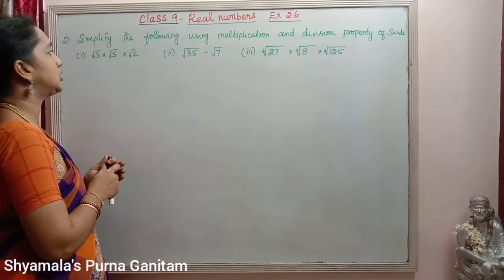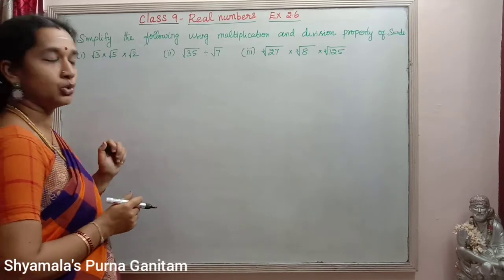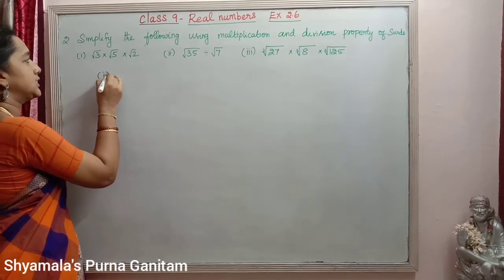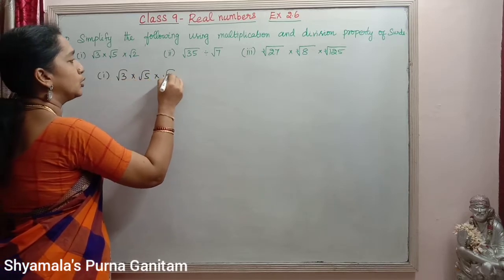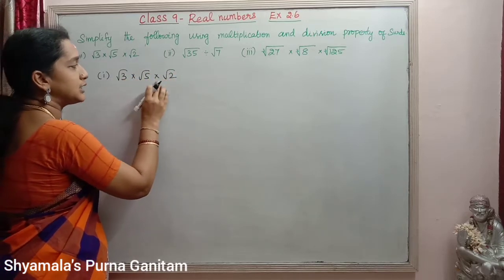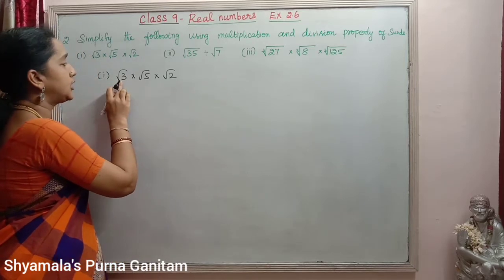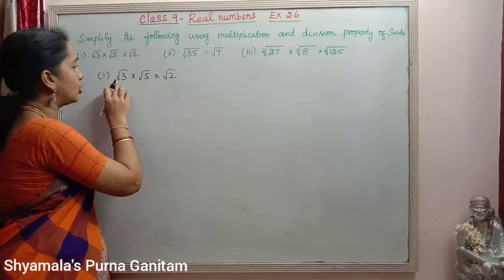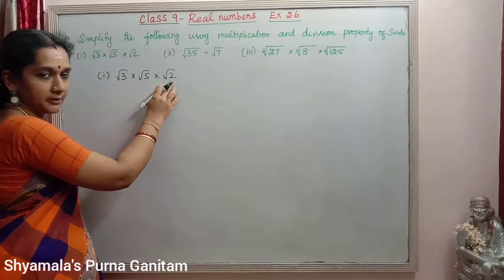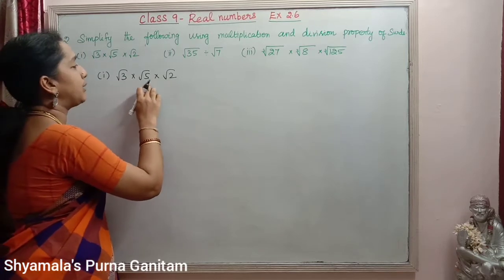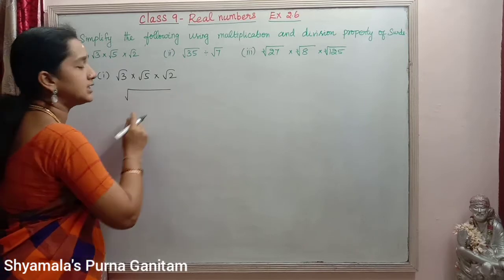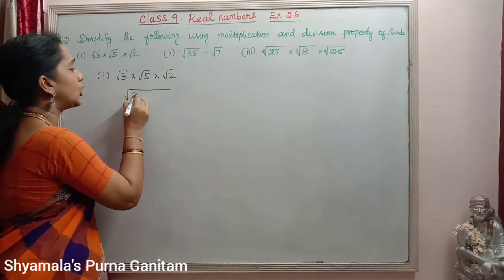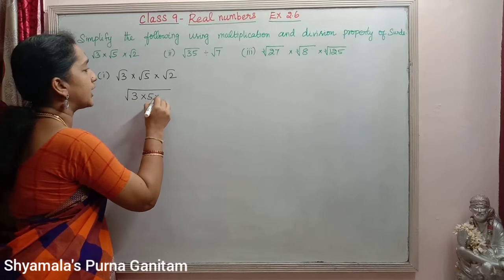First one is root 3 into root 5 into root 2. So here we are having a multiplication symbol and the root is power 1 by 2 only. All the roots are the same here, so we can multiply the numbers that are inside the root. So we can write all these together, that is, whole root of 3 into 5 into 2.